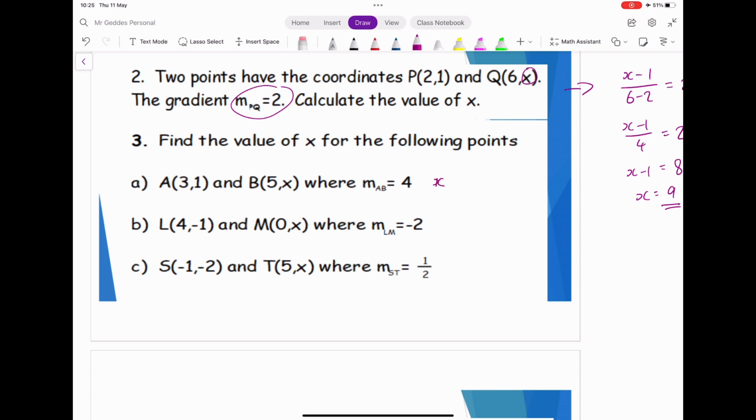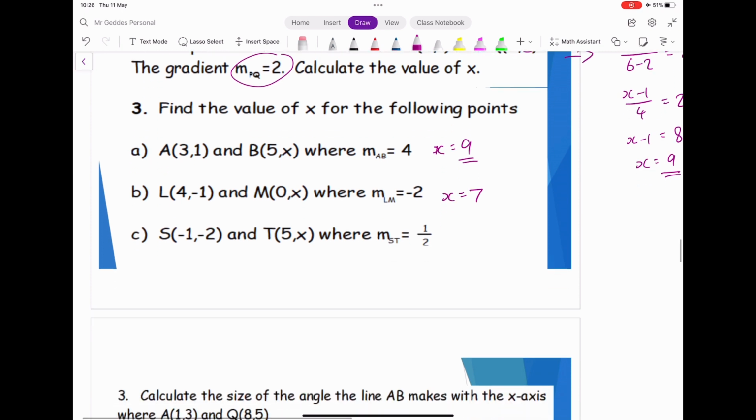Okay, here we go. The answers are x equals 4 for... oh sorry, the answer was actually x equals 9. My dodgy handwriting. x equals 7 for B, and for C is x equals 1. Okay, moving on then to the question down below.